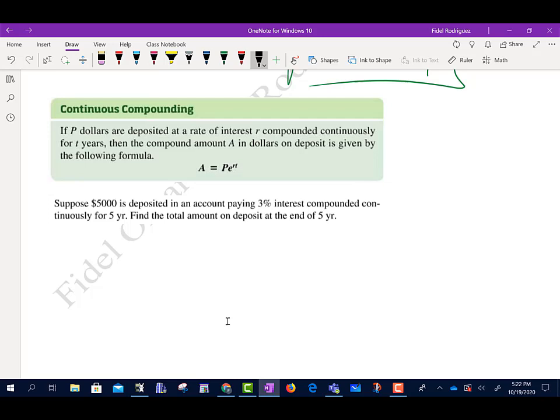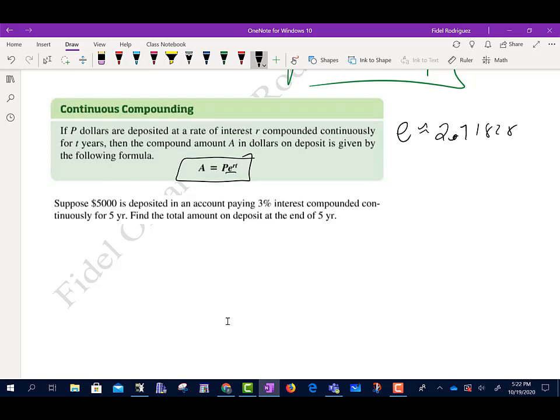So it says if P dollars are deposited at a rate of interest R compounded continuously for T years, then the amount, compound amount A in dollars is given by this formula right here. Okay, so guys, just a heads up, this number E is an irrational number. E is approximately 2.71828. It's one of these kind of like a square root of 3 type number. It's irrational. And it comes up pretty often in application problems.